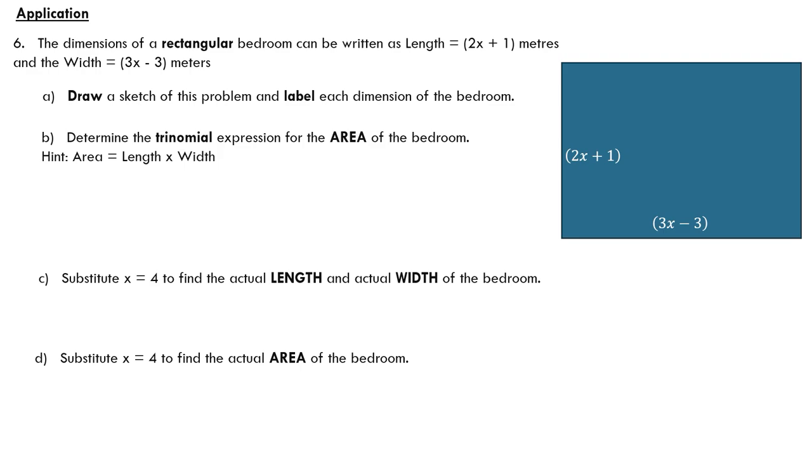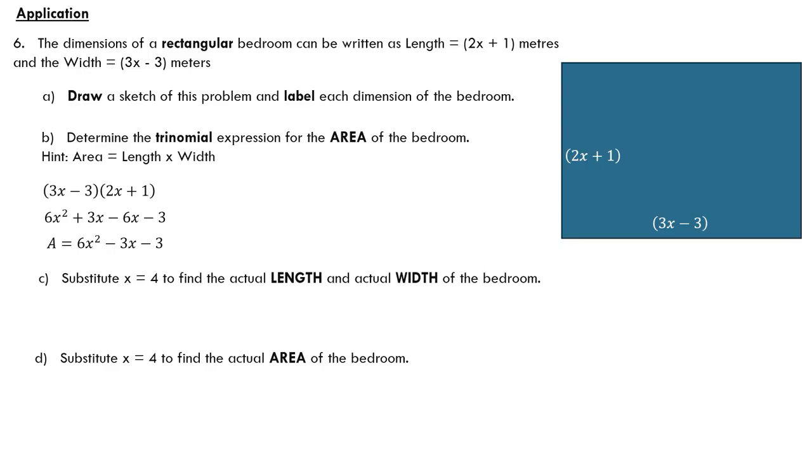Question B asks us to determine the trinomial expression for the area of the bedroom. Well, if these are our width and our lengths, and the area is length times width, then we'll simply multiply 3x minus 3 by 2x plus 1. And when we FOIL that, we end up with a trinomial of 6x squared minus 3x minus 3, which is what our area is.